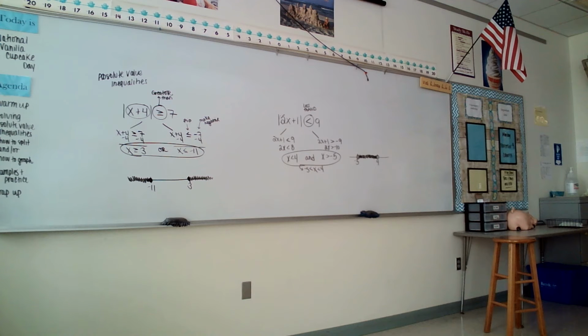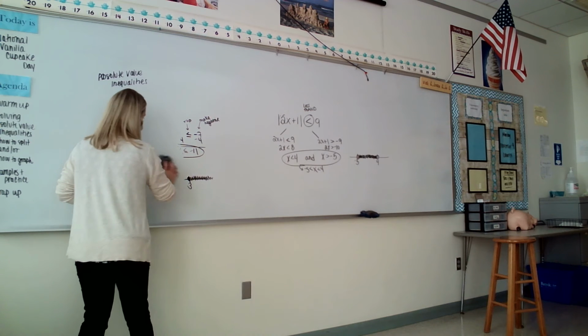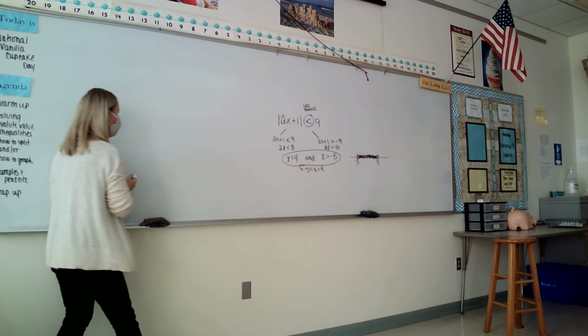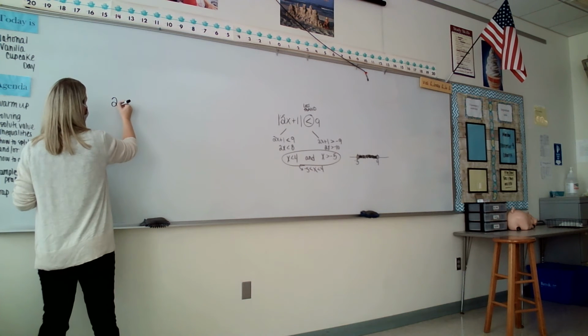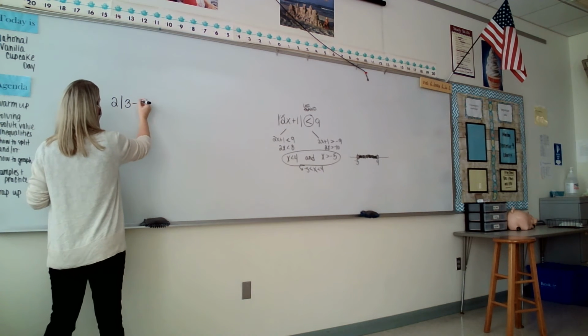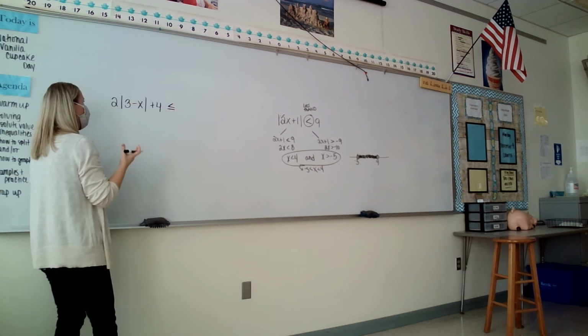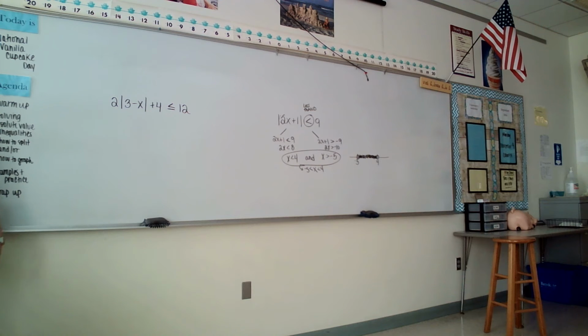Okay, so let's look at one where some other stuff is in there, because we know that's going to happen. All right, so let's look at this one. Let's do 2 times the absolute value of 3 minus x, plus 4, is less than or equal to 12. Okay, so I'll do this one with you. Then we'll take a break, and then I'm going to have you try one or two just to see, is it making sense? Can you do it on your own? Do you have any questions?